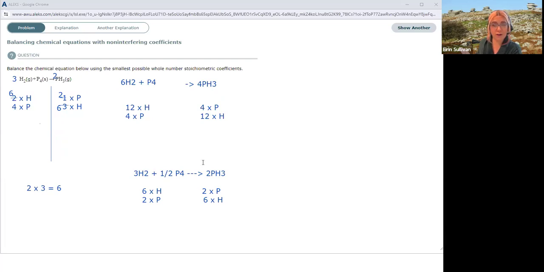So if you do use a fractional coefficient to balance, just remember you're going to have to times that whole thing by 2 to clear the fraction, and then guess what you end up with? 3H2 times 2 is going to be 6 H2 plus P4 goes to 4 PH3. So you get the same answer regardless of which way made more sense to you. I wanted to show you both because some people find using fractionals just works the way their brain works, and other people like to times that by 2 and then that by 2 and keep working it through.